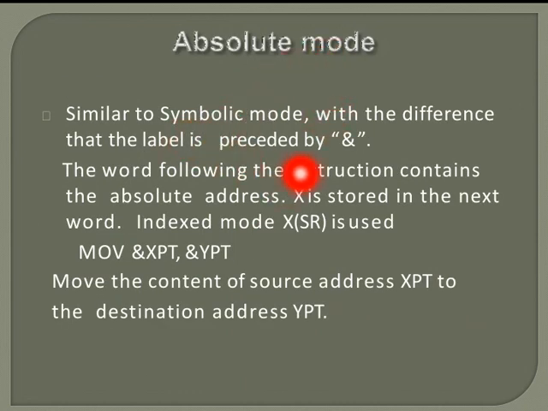Next is absolute mode. This is the same as symbolic mode, but the difference is that it has a label preceded by an ampersand. The word following the instruction contains the absolute address. Here X is stored in the next word. In indexed mode, X(SR) is used. Now, MOV &XPT, &YPT. The content of the source XPT is moved to the content of your YPT.